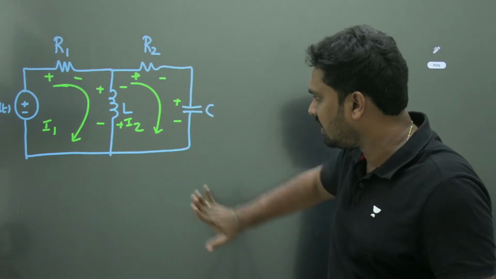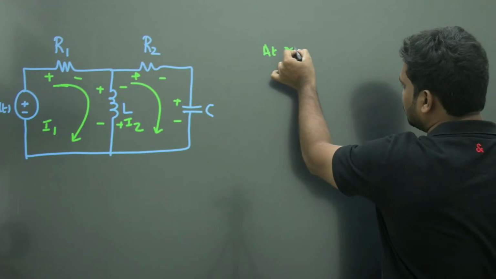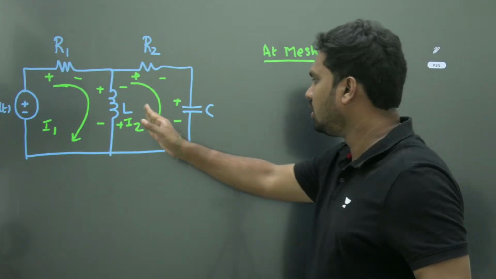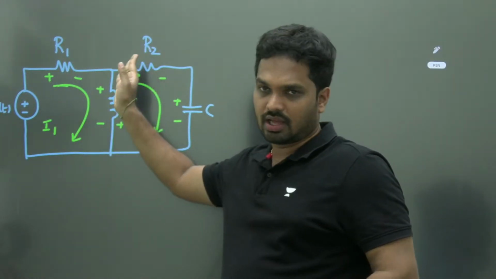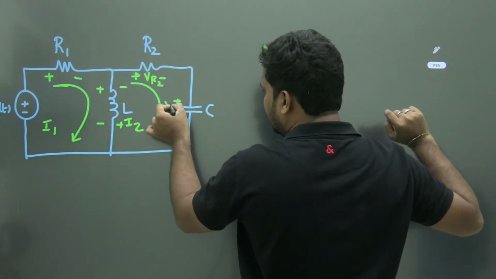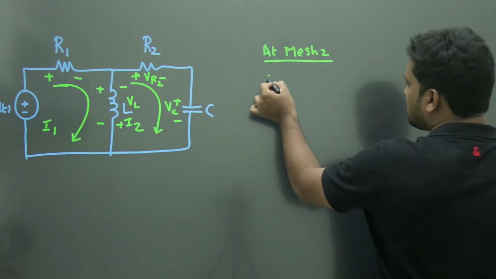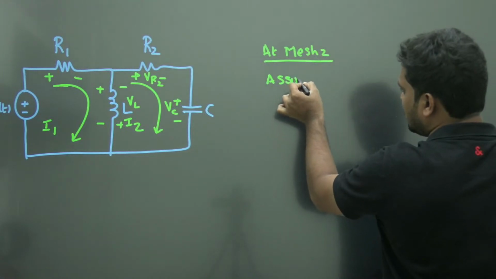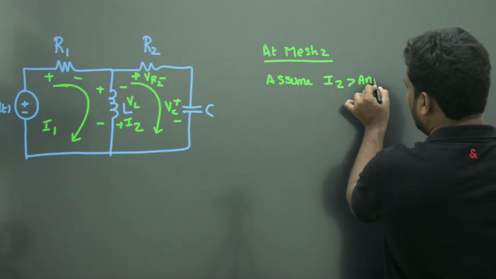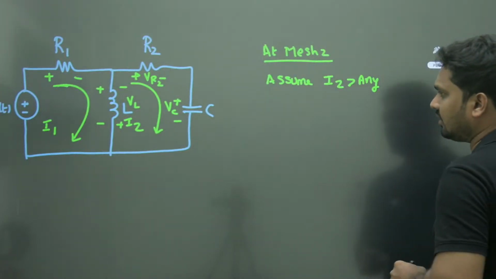I give the plus and minus like this. Suppose you are writing the equation at mesh 2. Mesh 2 पे equation लिखने समय पे you are going in this direction. Assume this is your loop equation direction. Okay, so here this is VR2, VC, VL. एक simple सी बात. To avoid confusion, use this statement. Assume I2 is greater than any. Okay, fine, right.